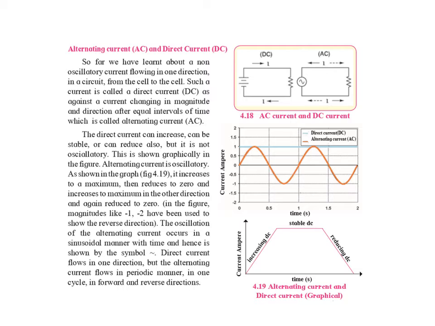In one cycle, it goes forward and reverses. In India, at the power station generating electricity, one cycle takes 1/50th of a second. That is, the frequency of AC is 50 Hz, or 50 cycles per second.